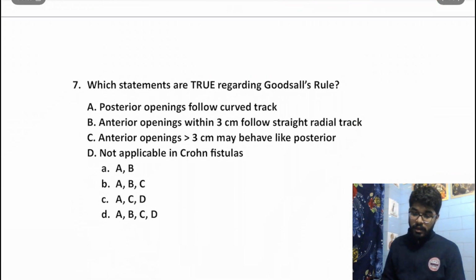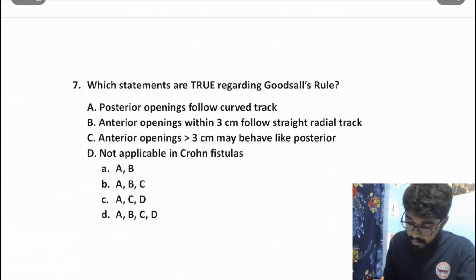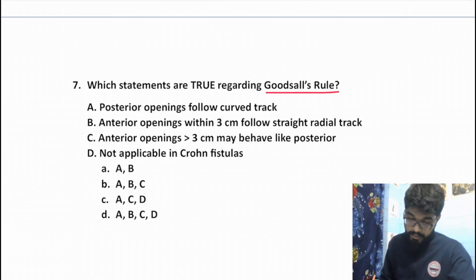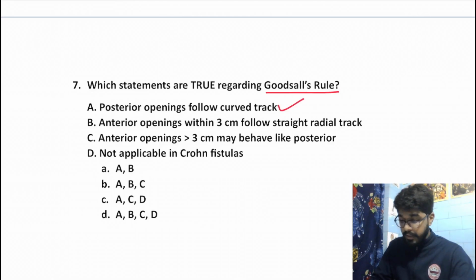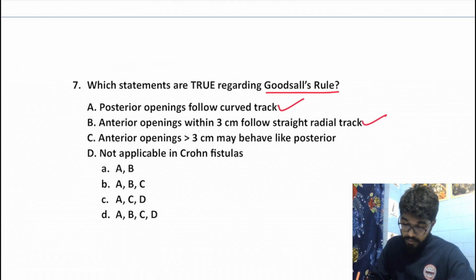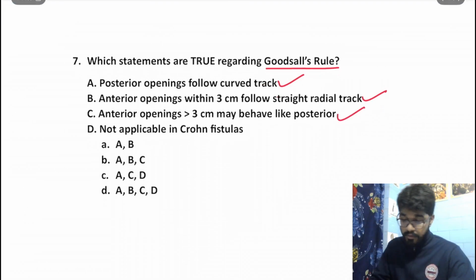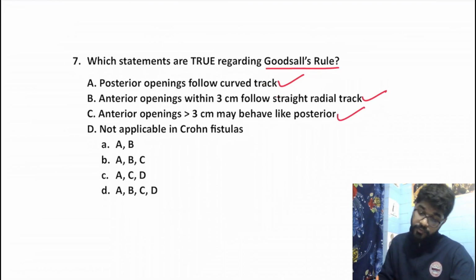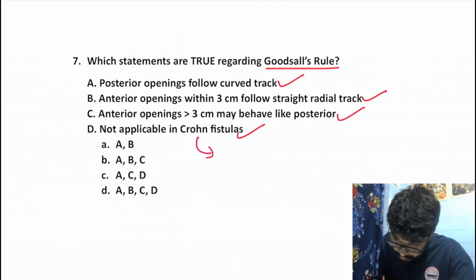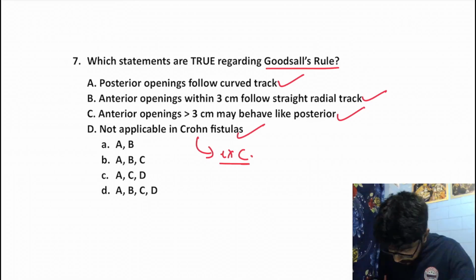Moving on to the next question. Which statements are true regarding Goodsall's rule? We just read about it. Posterior openings follow a curved tract, yes. Anterior openings within 3 cm follow a straight radial tract, that's also a true statement. Anterior openings more than 3 cm behave like posterior, that's also true. Not applicable in Crohn's fistula, this is also true. Remember Goodsall's rule: what are the exceptions to Goodsall's rule?